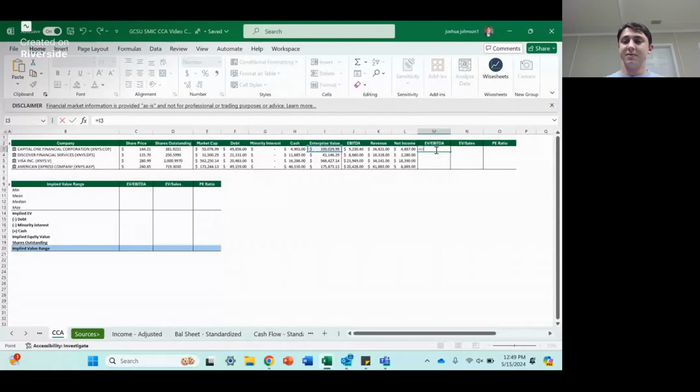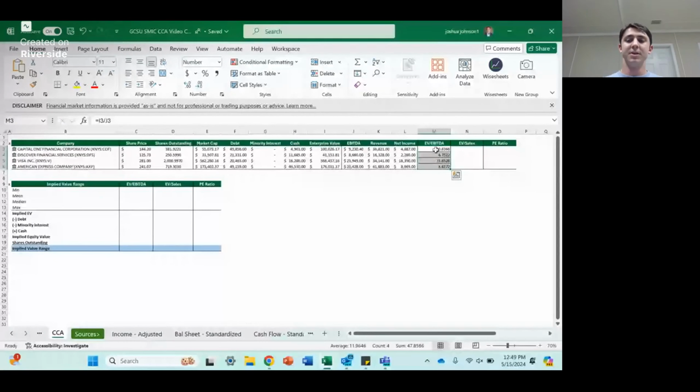So for EV over EBITDA, we're going to do equals enterprise value, EV, divided by EBITDA. Pretty easy, right? And then we can do that for each one of those companies. So if you want, you can just Control D down on that, and then that should pull that up for you. And then you might actually just fix some of the borders there. They might be a little funky, but got that all fixed there. Got them all for each of those there.